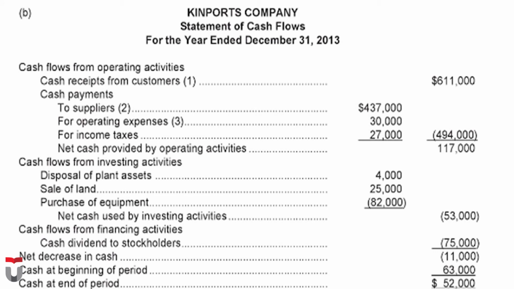After investing activities, finally, this is the last activity of cash flow: financing activities. For financing activities, we have dividend to stockholders, that is 75,000 from additional information, and we deduct it with investing activities. Thus, the total will be minus 11,000. At the last, we need to know the amount of cash at the end of period by subtracting the decrease in cash, that is 11,000, from the amount of cash at the beginning of period. Finally, we have prepared the statement of cash flow.